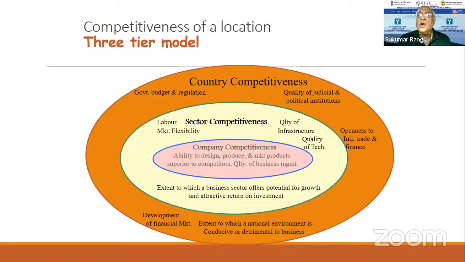equitable in the law. Openness to international trade and finance, the extent to which a national environment is conducive or detrimental to business, and development of the financial markets, which is very, very important. And of course, India is quite on top of that.